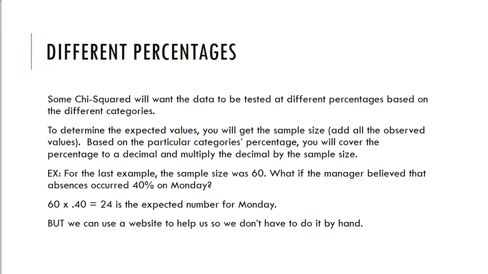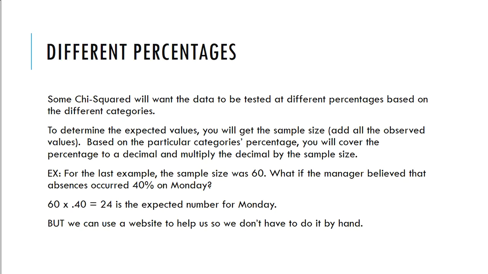Okay. Well, sometimes you're going to get chi-squared where they want different percentages based on the different categories. So to determine the expected values, you will always get your sample size. Remember, you add all the observed values. And based on the particular category's percentages, you will convert the percentage to a decimal and multiply the decimal by the sample size. So for example, for the last example, the sample size was 60.